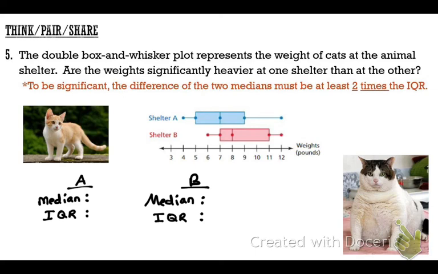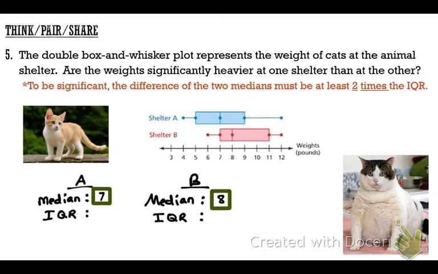All right, first one, Talila. What's the median for A? 7. 7 is correct. Brayden, what is the median for B? Not 9. Look at it. What's the middle number right here in the middle of it? What's that at? 8. Very good.